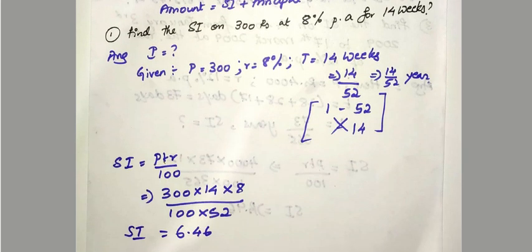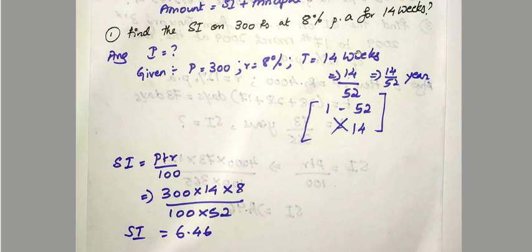Find the simple interest on 300 rupees at 8% per annum for 14 weeks. So here they are telling us to calculate the interest. So what is given in the question? The principal amount, which is 300. The rate of interest is 8% per annum. And the time given is 14 weeks.